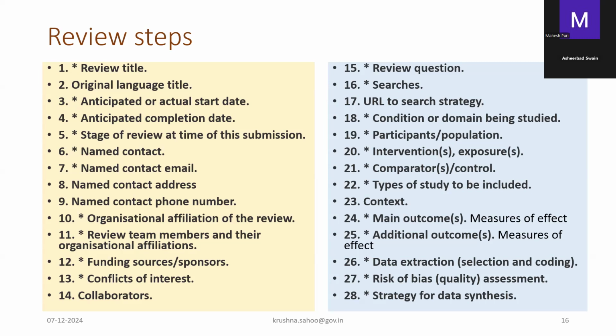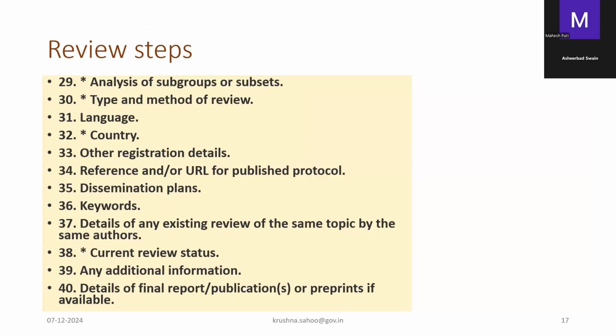So main outcome and additional outcome also vary from study to study. It depends on your research question and your review title. What is your outcome? Then data extraction, how you extract the data. Then quality assessment or risk of bias assessment. Then how you synthesize data, the strategy for data synthesis. Then analysis of subgroup or subset, how you analyze the subgroup or subset.